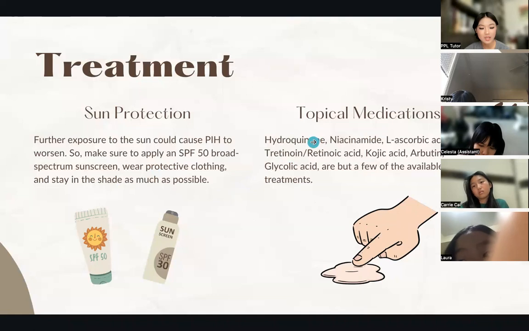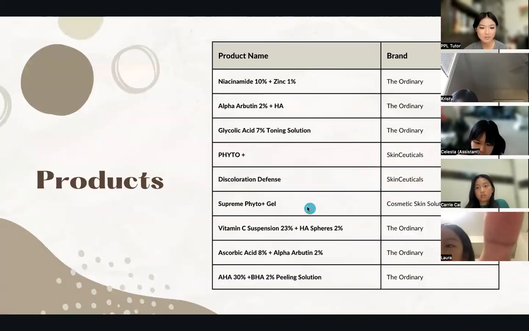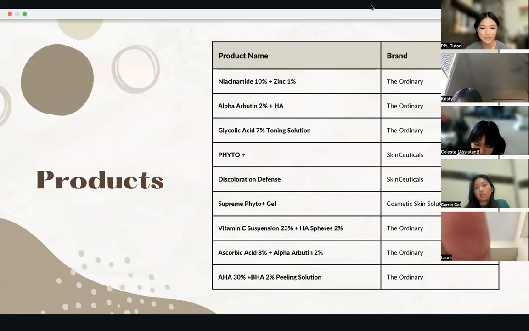And for topical treatments, there are many different ones. I'm not going to go through all of these individually because there are just so many. Hydroquinone, niacinamide, L-ascorbic acid, tretinoin, which is also used for acne, kojic acid, arbutin, and glycolic acid are just a few of the available treatments. Because there are so many, I'm just going to directly recommend a few products for you guys because I've used every single one of these ingredients, and some of them work better than others. So these are my product recommendations for you.